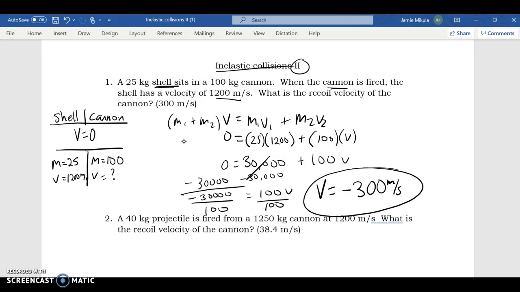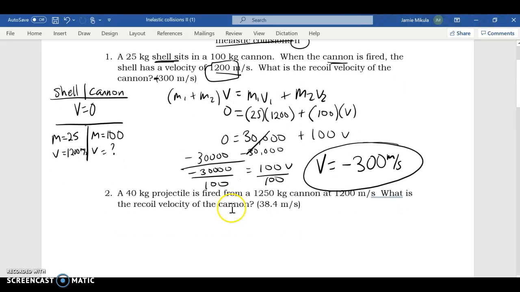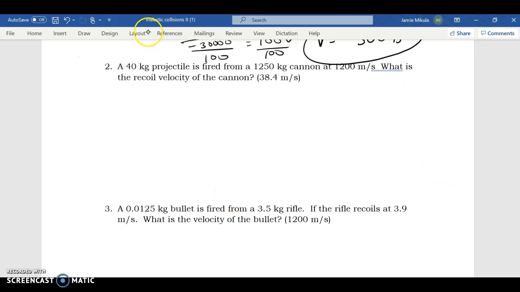And this answer should be negative, because if the shell is positive, the other one has to be negative because it's going the other way. It's recoiling. All right, number 2.